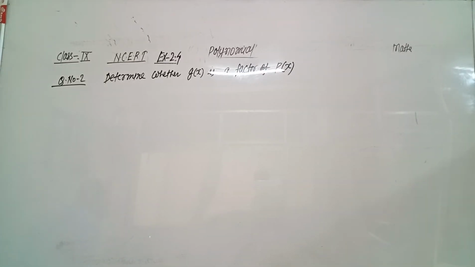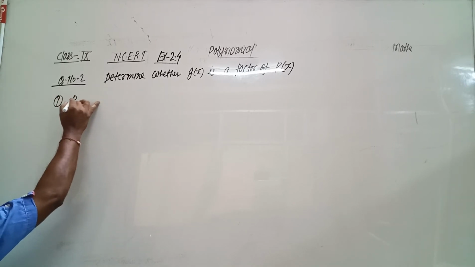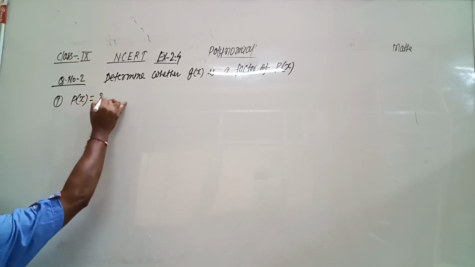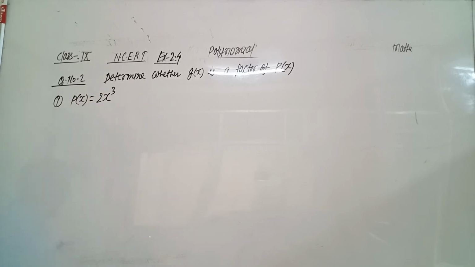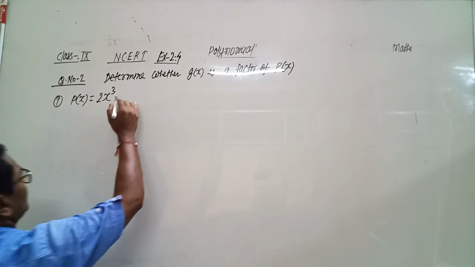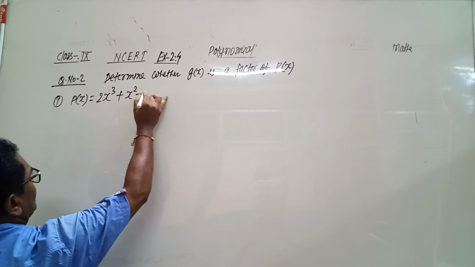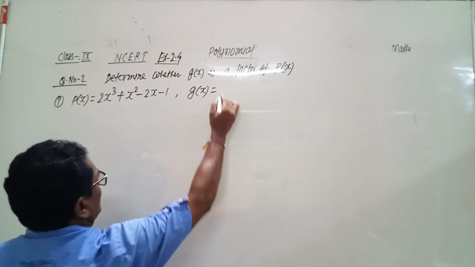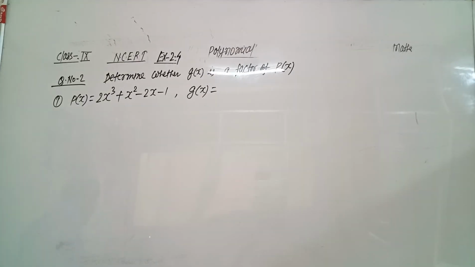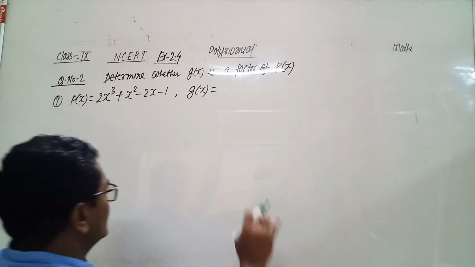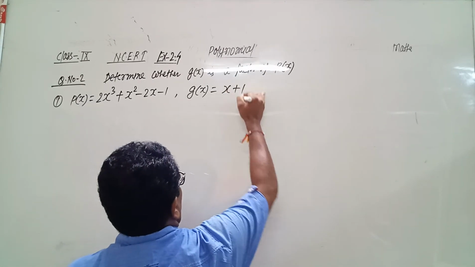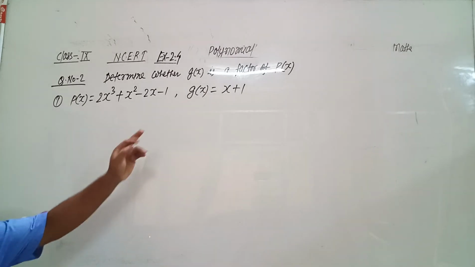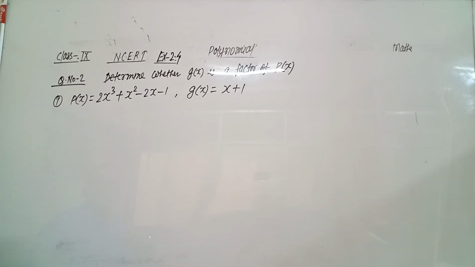So the first part is p(x) equals to 2x cube plus x square minus 2x minus 1. Then the polynomial g(x) is x plus 1. And we have to determine whether g(x) is a factor of p(x).